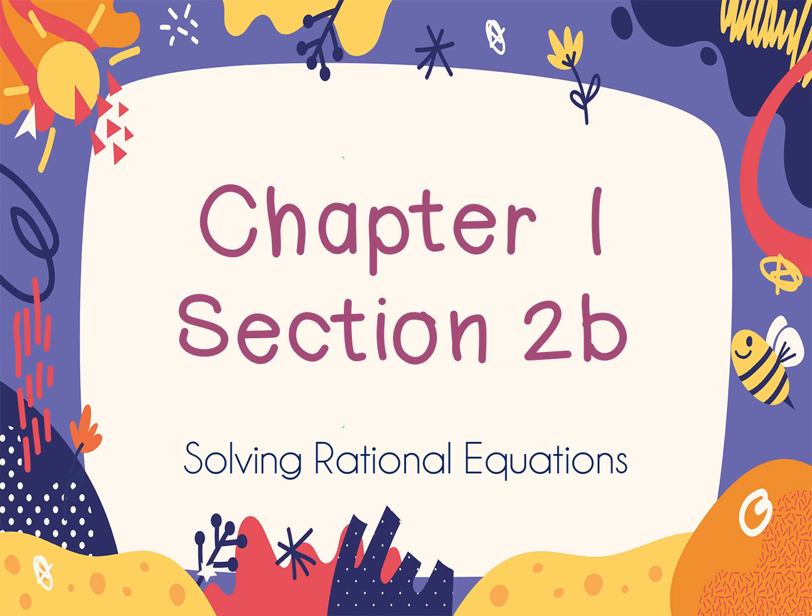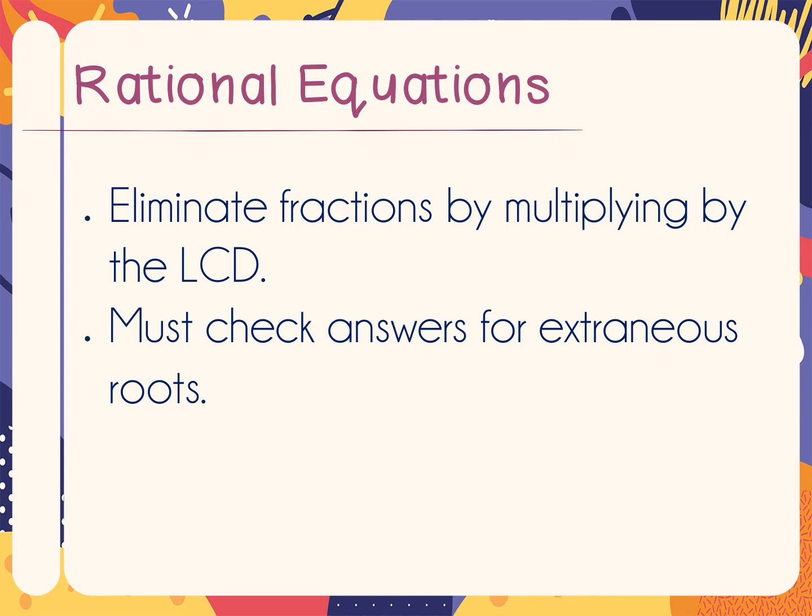Today we are going to continue solving rational equations. Again, we're going to eliminate the fractions by multiplying the entire equation by the LCD. What's going to be different today is we must check our answers for extraneous roots. When there's a variable in the denominator, that's when you need to check your answers. If your answer makes the denominator a 0, then you throw that answer out.